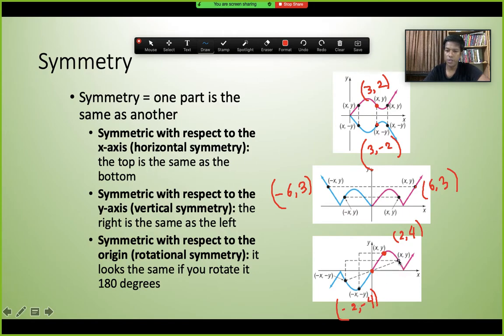Suppose this is 4 comma 1. Then this point will become minus 4 comma minus 1. Same value, same number, just a negative sign before it. Then it is origin symmetry.